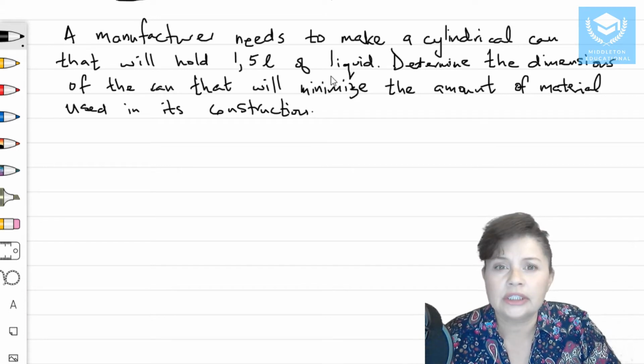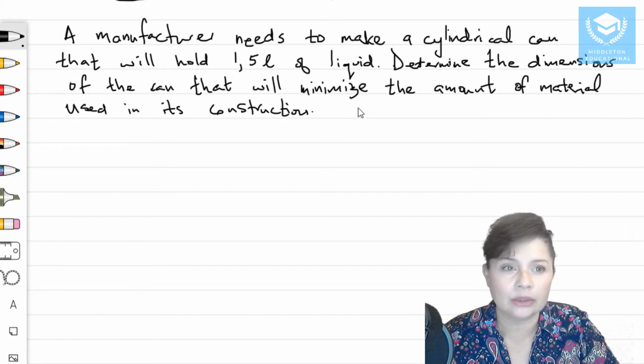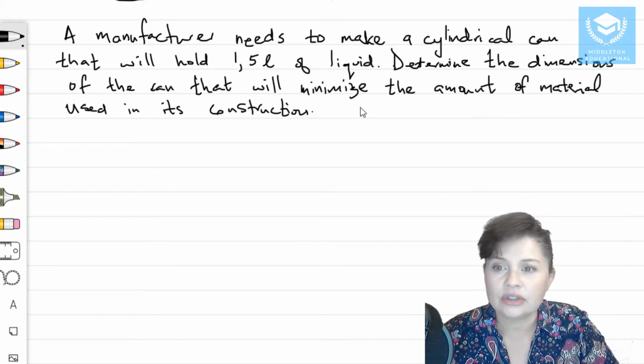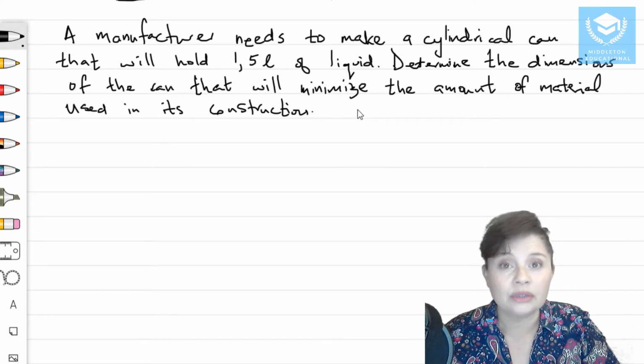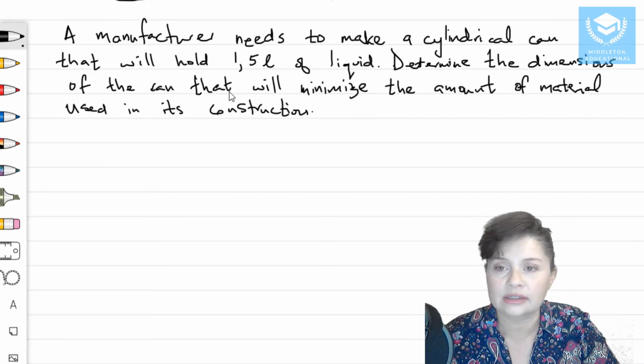A manufacturer needs to make a cylindrical can that will hold 1.5 liters of liquid. Determine the dimensions of the can that will minimize the amount of material used in its construction, which makes sense because manufacturers generally want to spend as little as possible, within reason, without affecting efficiency or anything like that. So if they use the minimum amount of material, it means they can keep their costs down. So let's break this down.